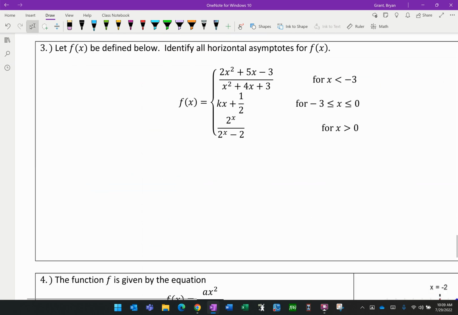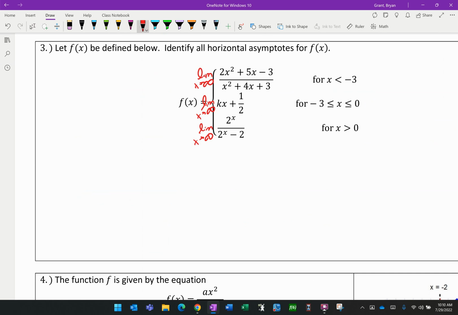Problem 3. Oh, a piecewise function? Where did that come from? Identify all horizontal asymptotes for f of x. Now, what I've seen people do in the past is they go through and they try to find the limit as x approaches infinity for all three of these pieces of the piecewise function. And I don't think that's what we want to do here.